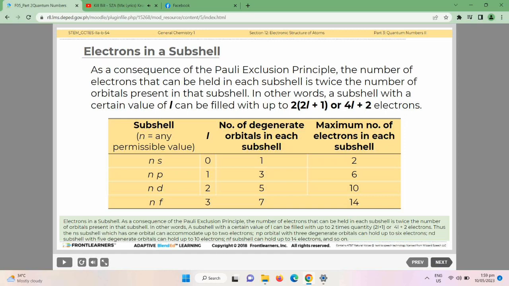Thus, the s subshell, which has one orbital, can accommodate up to 2 electrons, while the p subshell with 3 degenerate orbitals can hold up to 6 electrons, while the d subshell with 5 degenerate orbitals can hold up to 10 electrons. And lastly, the f subshell can hold up to 14 electrons, and so on.